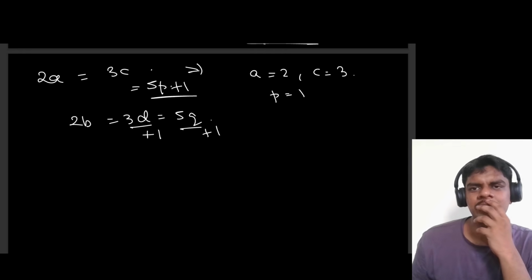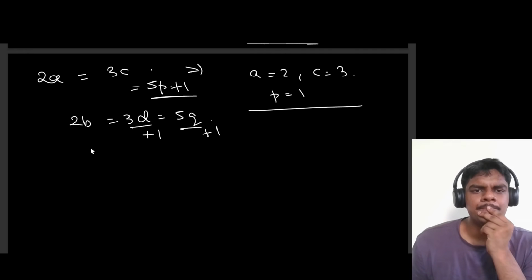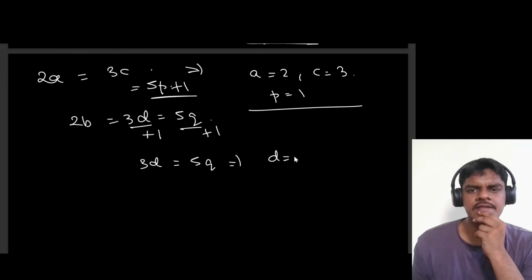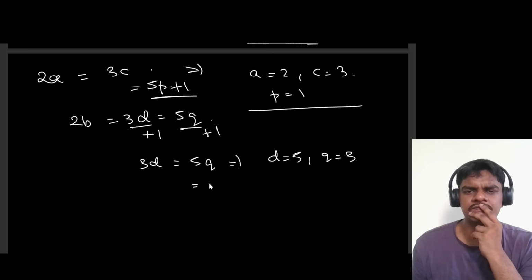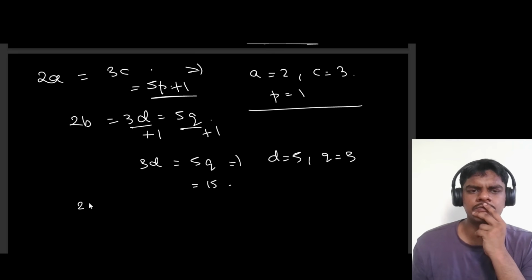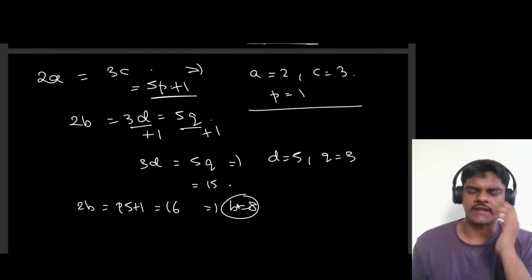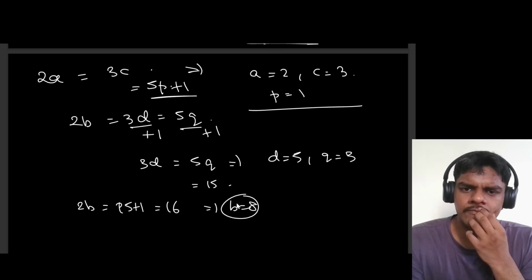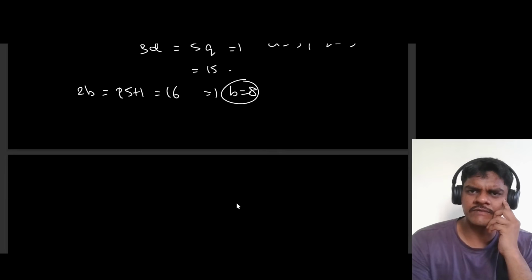So what kind of numbers would suffice here? First of all, 3d is equal to 5q. That means d is equal to 5, q is equal to 3. So this is 15. So 2b is equal to 15 plus 1, 16. B is equal to 8. So that is fine. Wow, interesting.